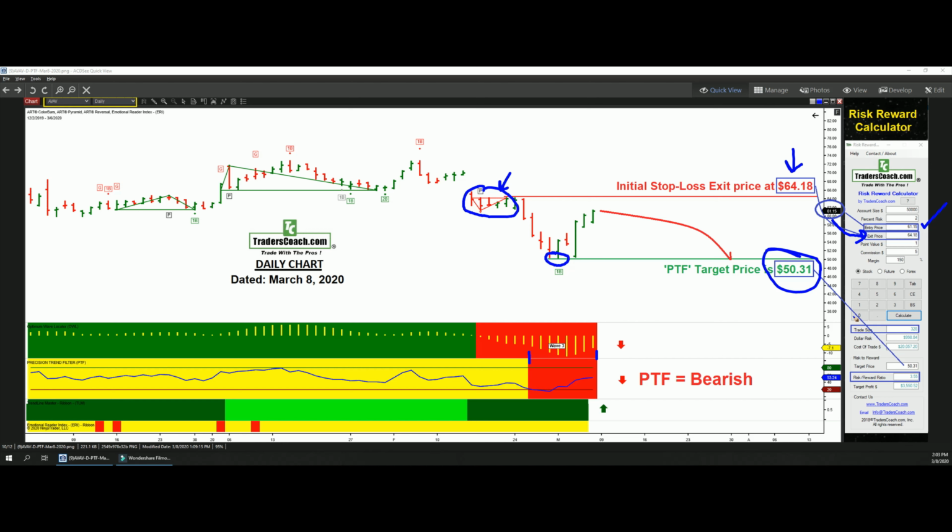In a case like this, when we put $50.31 in as our target price, the risk to reward after we hit calculate comes out to $3.55 in our favor for every dollar we're risking. So that's a really excellent risk to reward in your favor.